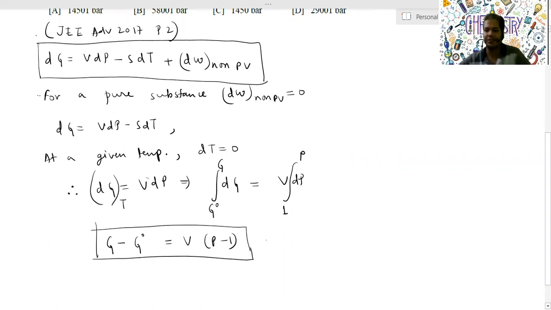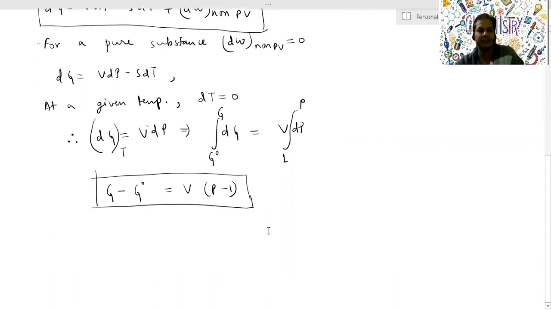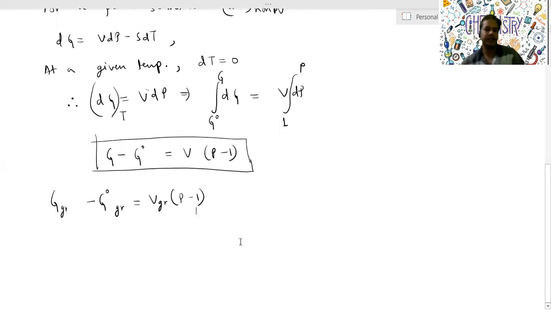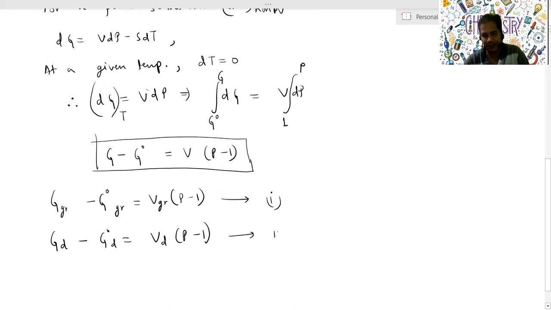We can apply this equation for a pure substance. So for graphite, we can apply this, and for diamond, we can apply this. Gibbs energy of graphite minus standard Gibbs energy of graphite is equal to volume of graphite into P minus 1. Similarly, for diamond, Gibbs energy of diamond minus standard Gibbs energy of diamond is equal to volume of diamond into P minus 1. Suppose this is equation 1 and this is equation 2.